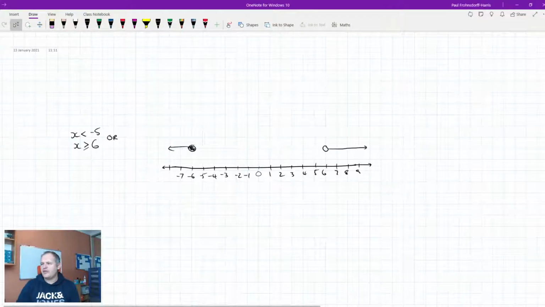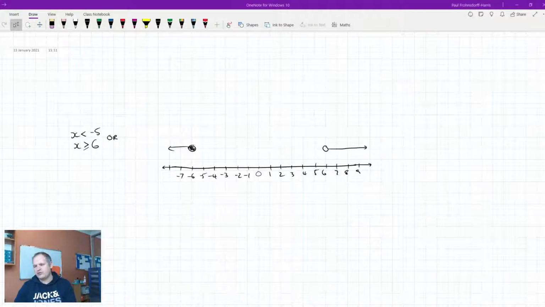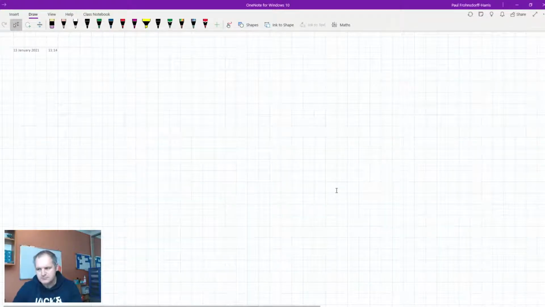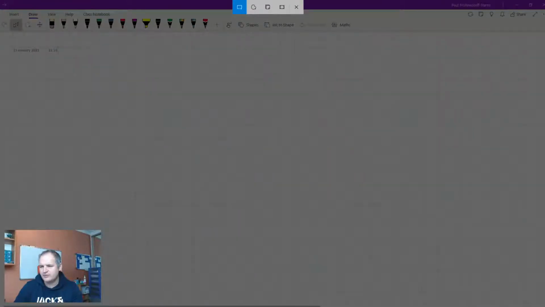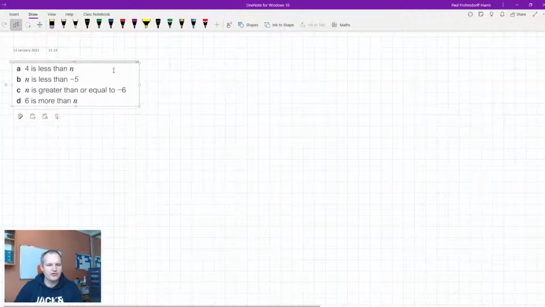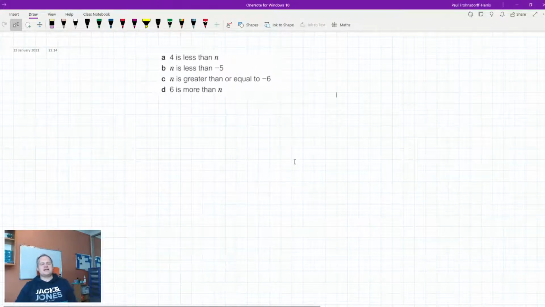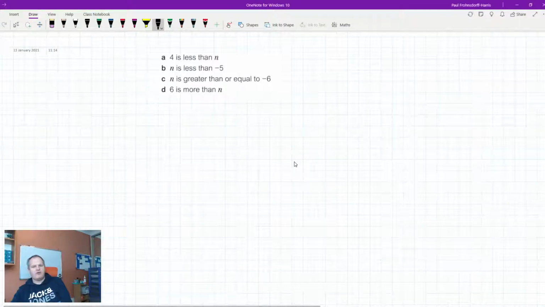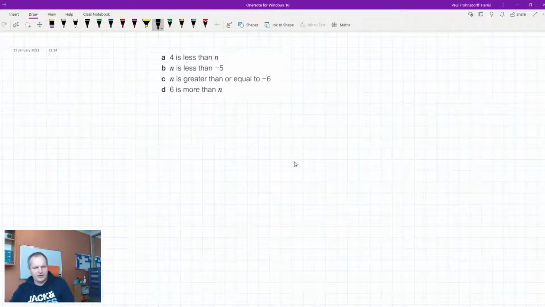Okay, now the other thing we need to remember is, and I'm just bringing this up on my screen just to make sure I'm covering everything I want to do. Sometimes you can use it for words. So for example, if I've got the following, these are the words I'm going to use. I've got sentences that look like this. A is less than 4 is less than n. So what I need to do is for A, I need to write 4 is less than n.